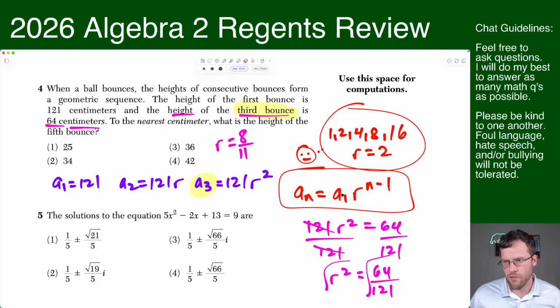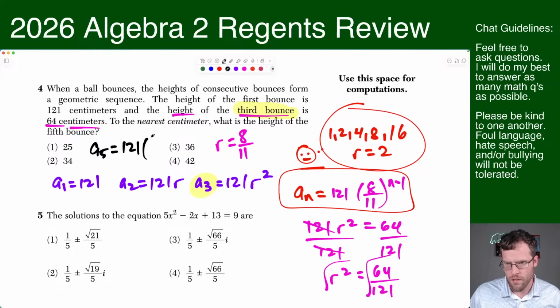So now I could write a formula here. It's the first term, so 121 times r to the n minus 1, and r we just found is 8 over 11, to the n minus 1. If I want to find the fifth term, it's equal to 121 times 8 over 11 to the, and if I plug in 5, 5 minus 1 is 4. So then we just ask the calculator, what's 121 times 8 over 11 to the 4th?